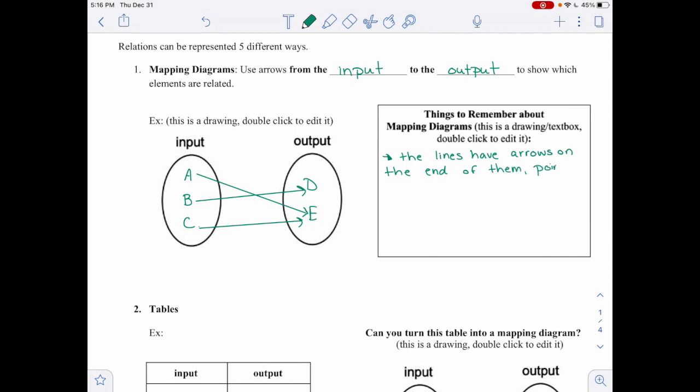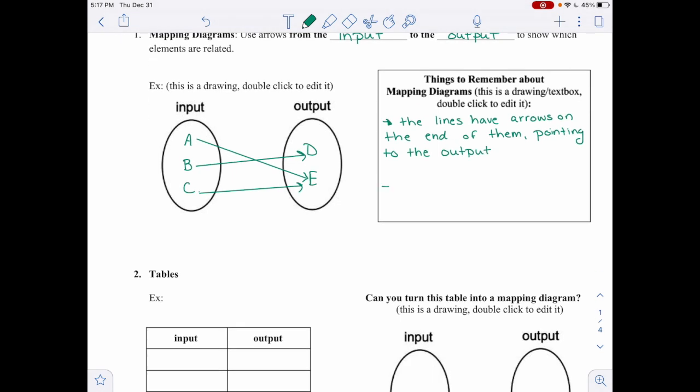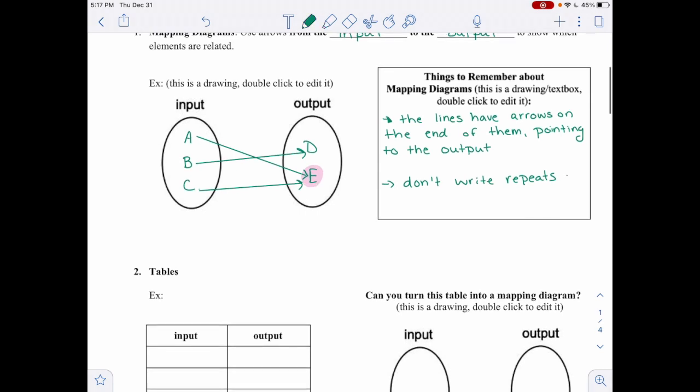Right, because we really want to signify which direction we're going. And then the other rule is we don't write repeats. Notice how E was used twice here, but it's only written one time. So I don't write it twice. So we don't write repeats in the input or output.